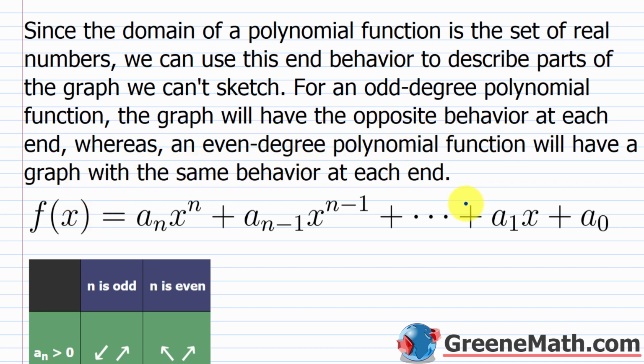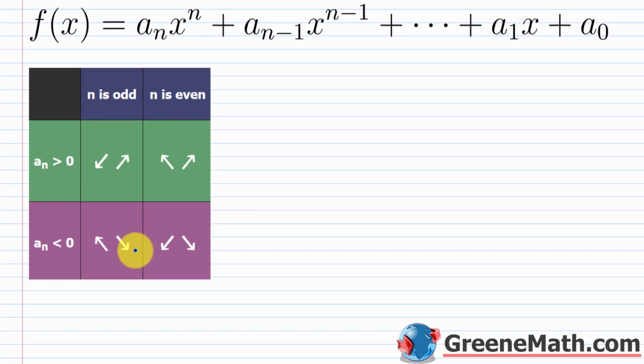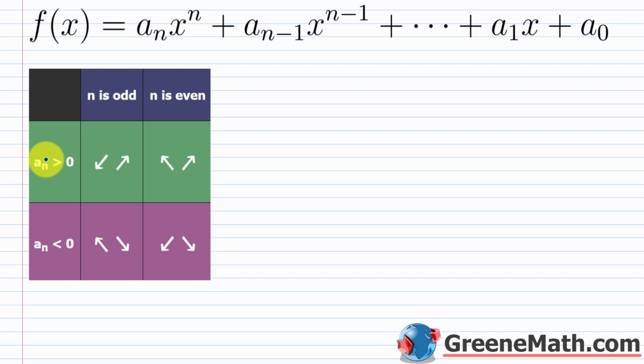So if this is our polynomial function, well, what's going to happen is you can use this as a little memory guide. If your leading coefficient here, your a sub n, is positive and your n value is odd, your graph is going to fall to the left and rise to the right. If the case is where a sub n, this leading coefficient, is negative, well, now it's going to rise to the left and fall to the right.